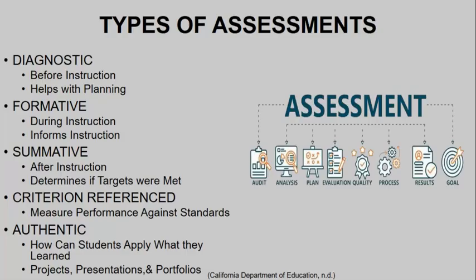Next is summative assessment. This is used to measure mastery at the end of a unit, lesson, or course, and it shows if the learning targets were met. These are more traditional types of assessments like multiple choice tests. And when we look at traditional assessments, most of them are criterion referenced assessments, which are used to measure student performance against specific standards rather than comparing students to one another.